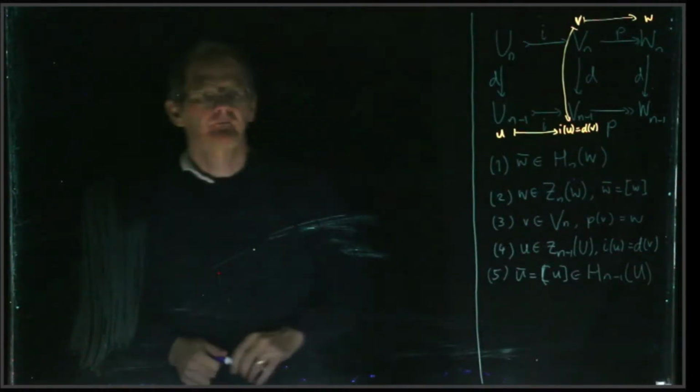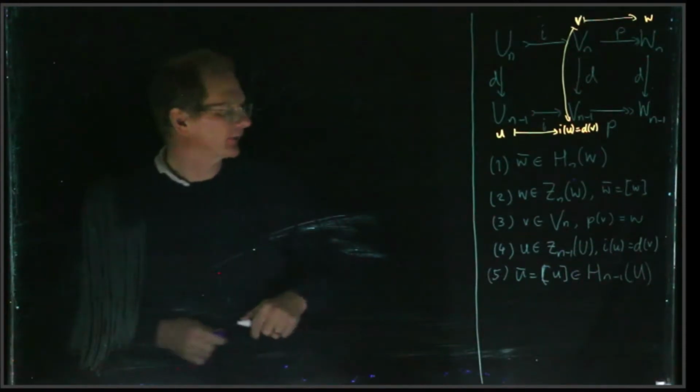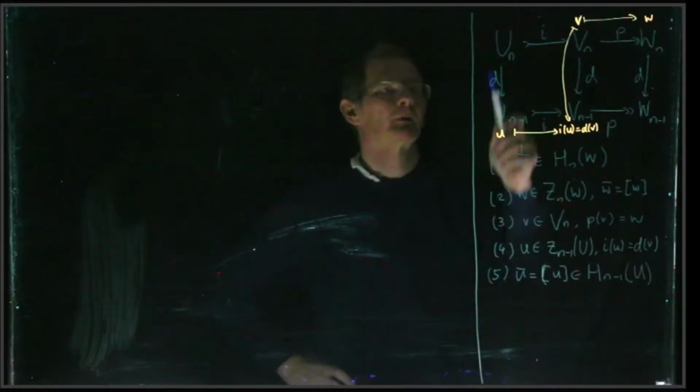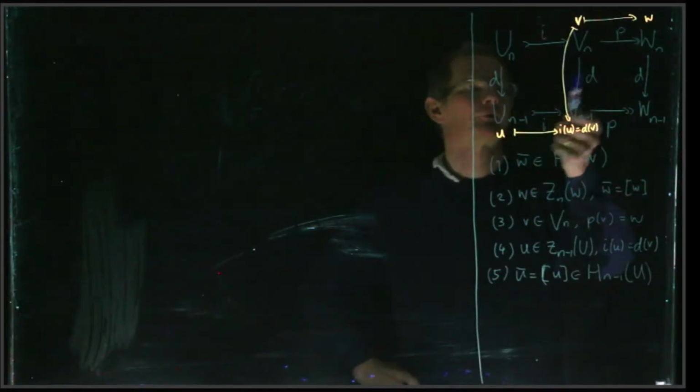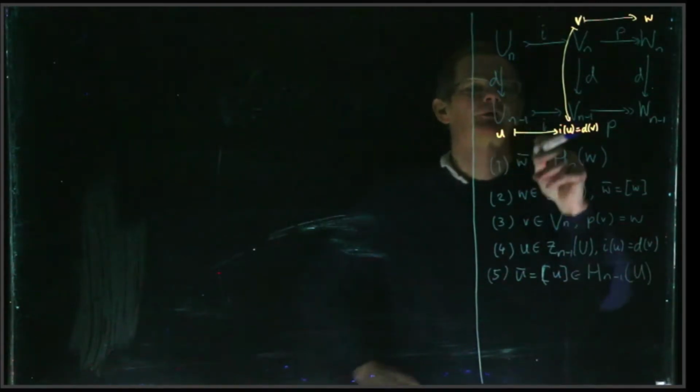So in this video we'll prove lemmas A and B, which we stated in the previous video. So I've written up the context again here. Remember we had two chain complexes, U star, V star, W star, of which we've drawn the nth and n minus first terms here.